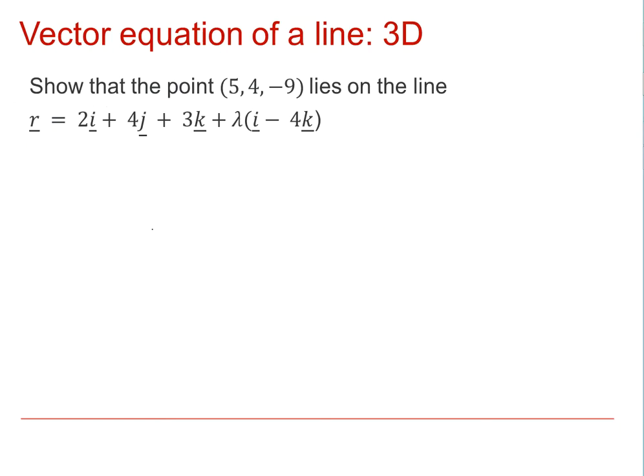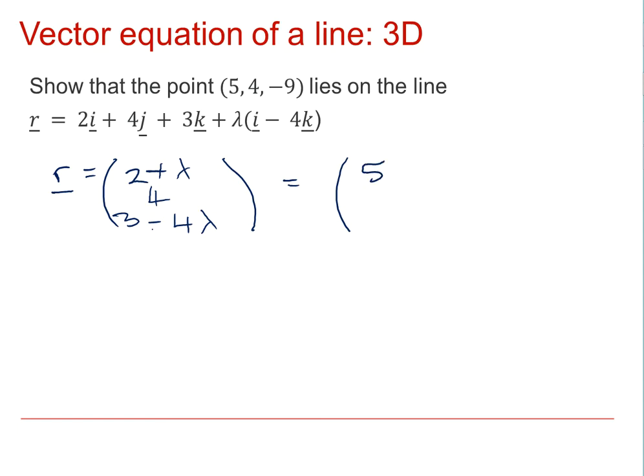In this example here, we need to show that the point (5, 4, minus 9) lies on the line r equals 2i plus 4j plus 3k plus lambda (i minus 4k). Let's write r in the form we used previously, or (2 plus lambda, 4, 3 minus 4 lambda). If we can show that for some value of lambda this equals (5, 4, minus 9), then we will have shown that that point lies on the line.